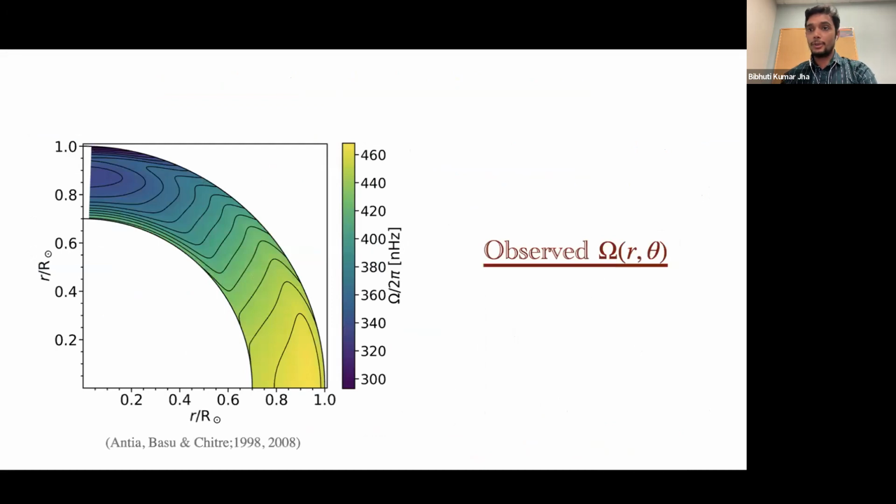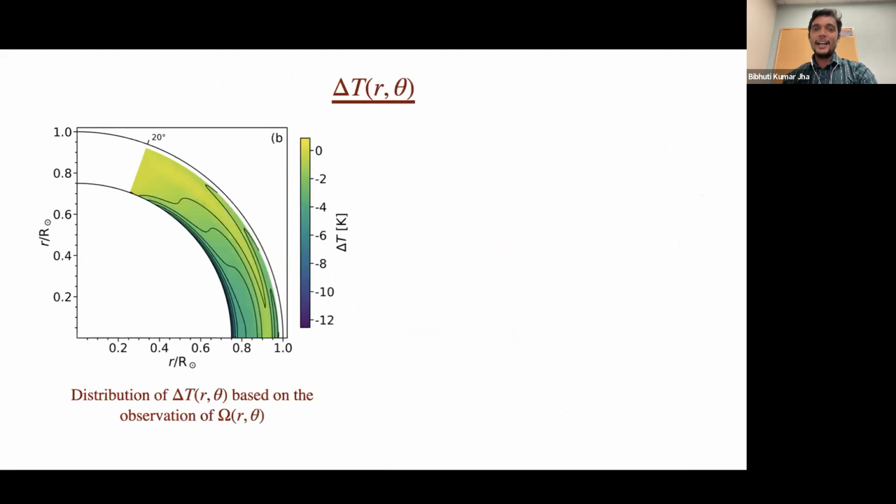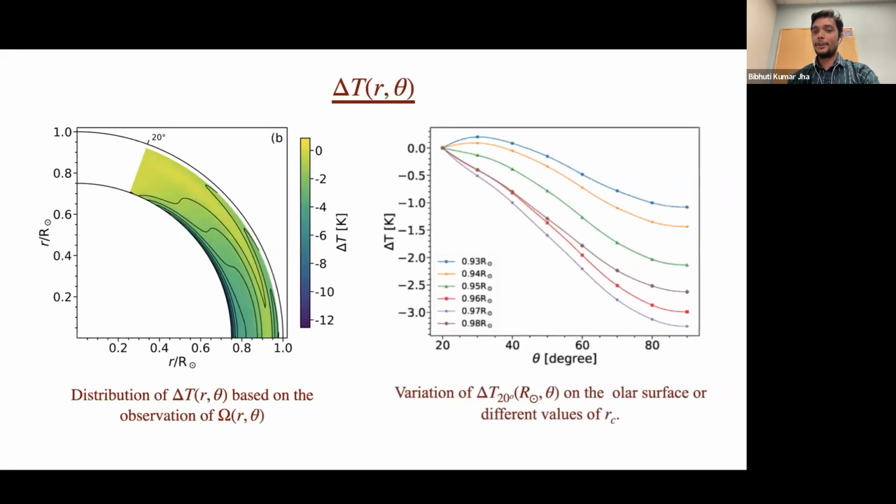Now it's time to talk about using the helioseismology data. If you do that, the delta T profile is now not that simple. Earlier we saw that all the contours were falling very sharply to the equator, but it is not like that here. If I plot again against theta, one thing I point out is that because the helioseismology data is not that reliable near the pole, we have restricted ourselves to start from 20 degrees. So if you plot this delta T for different RC, now you can see.